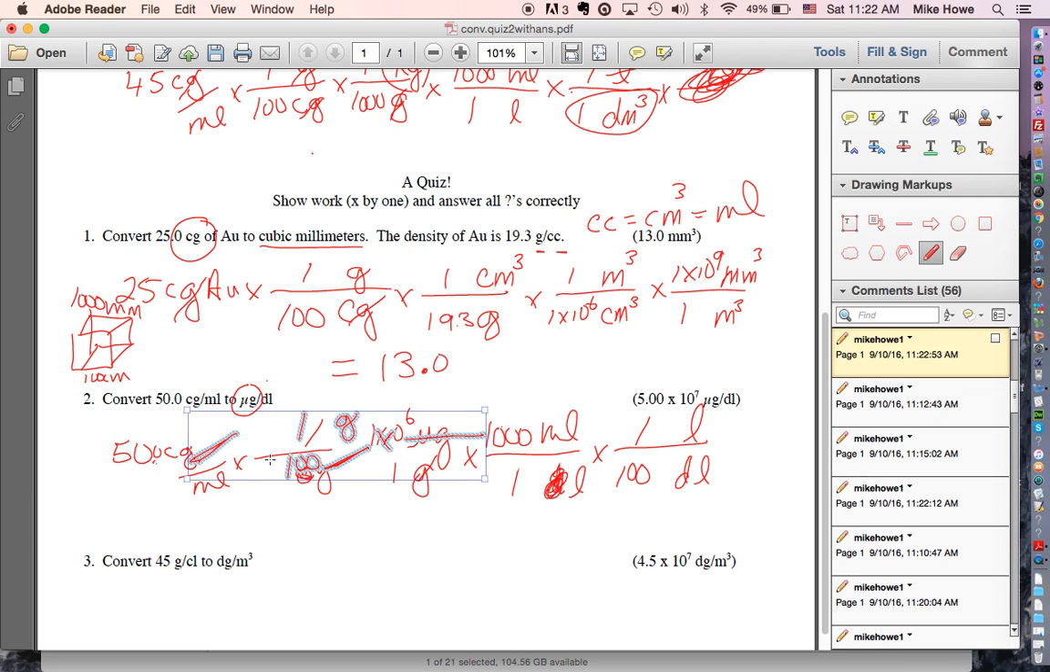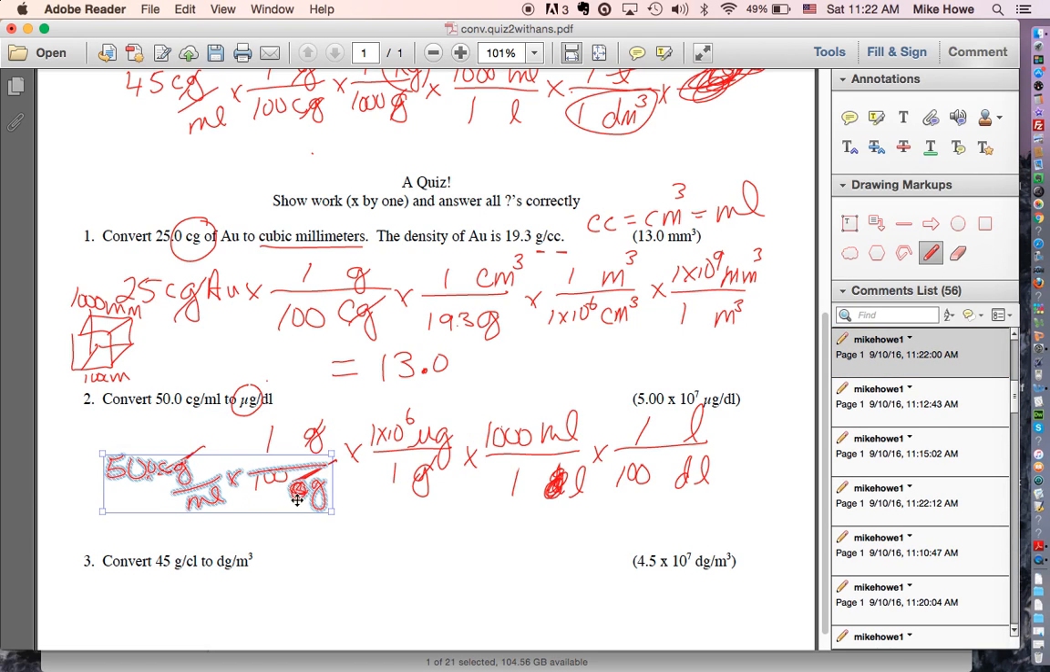So then if you work it out, you're going to get 5.00 times 10 to the 7th. Whoops. So 5.00 times 10 to the 7th. Why did I put the 00 in there? Because over here there are 3 sig figs and I need 3 sig figs in my answer.